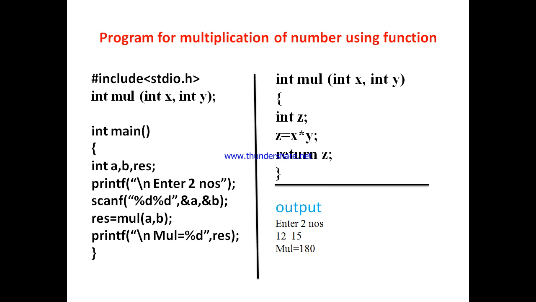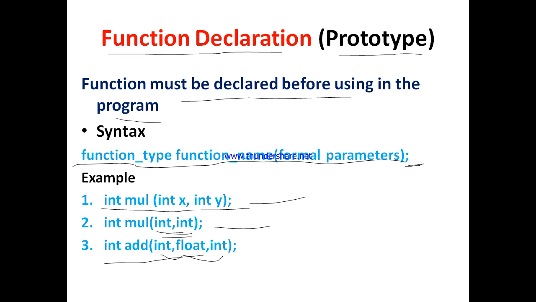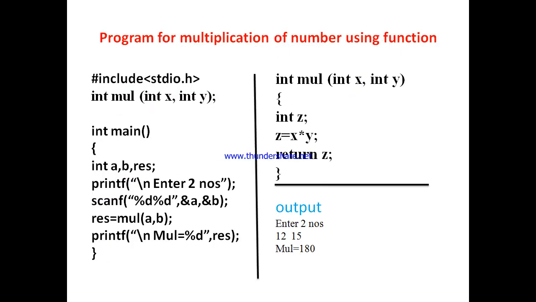Now let us see the same program for multiplication of numbers using a function, but in this case we are accepting the input from the user. In the previous program we passed the values 11 and 12 manually, but here we have to run the program and accept the two numbers from the user. Now let us see, here the header file is included.